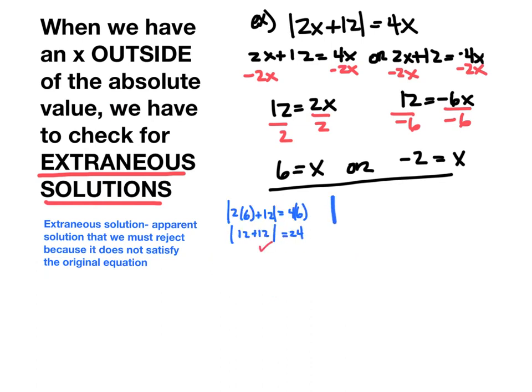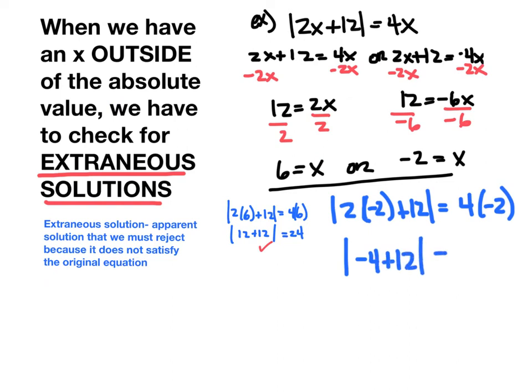All right, so let's check with the other one. The absolute value of 2 times negative 2 plus 12 is equal to 4 times negative 2. So we have the absolute value of negative 4 plus 12 is equal to negative 8. Well, here we already have a problem, but we'll finish it out. Here, the absolute value of 8 cannot be equal to a negative. An absolute value will never be equal to a negative number. So this negative 2 is extraneous. So we reject this solution. The only solution to this absolute value equation is x equals 6.